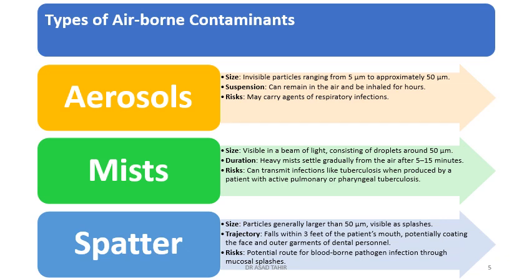Mists. Size, visible and light, consisting of droplets around 50 microns. Duration, heavy mists settle gradually from the air after 5 to 15 minutes. Risks, can transmit infections like tuberculosis when produced by a patient with active pulmonary or pharyngeal tuberculosis. Spatter. Size, particles generally larger than 50 microns, visible as splashes. Trajectory, falls within 3 feet of the patient's mouth, potentially coating the face and outer garments of dental personnel. Risks, potential route for blood-borne pathogen infection through mucosal splashes.